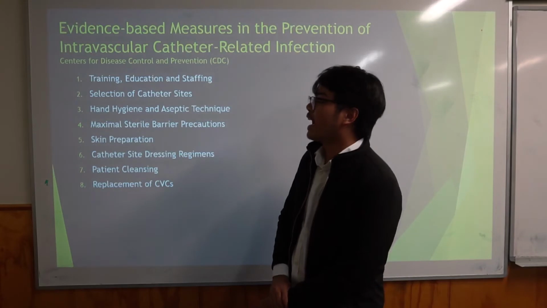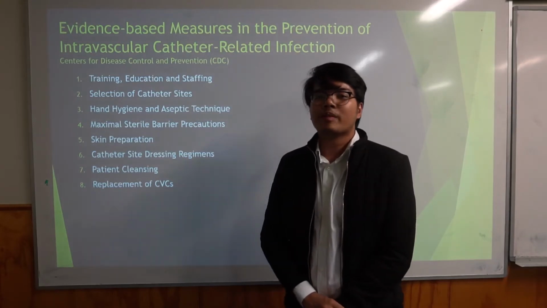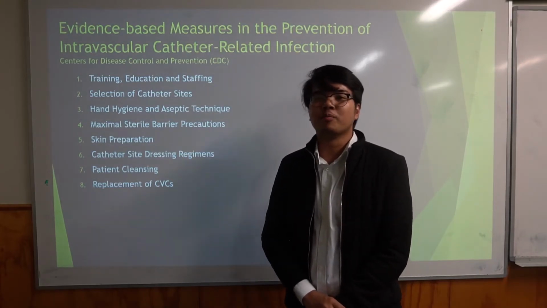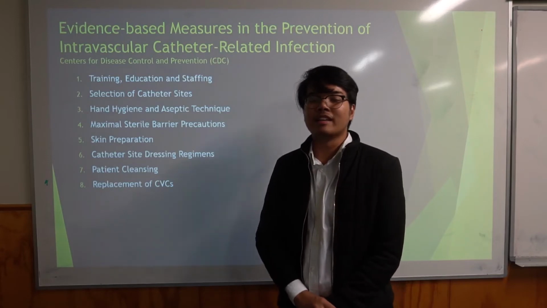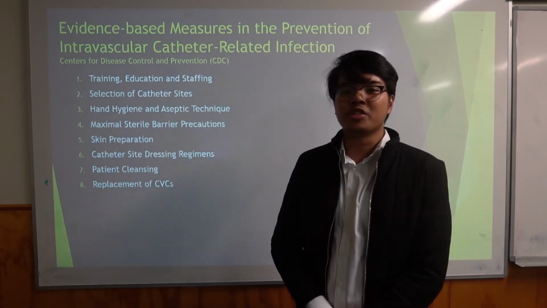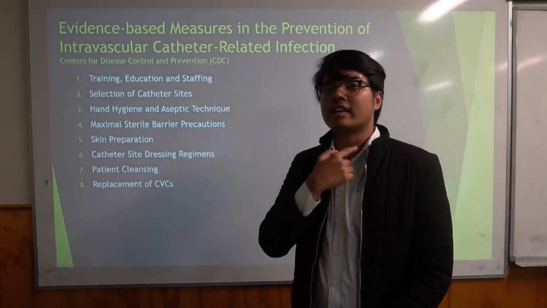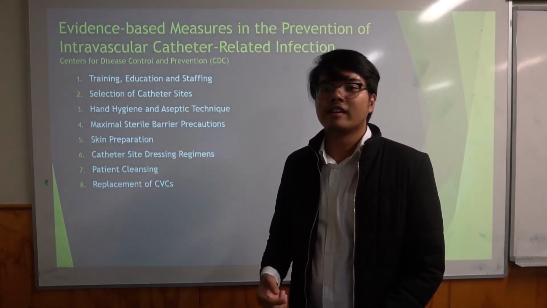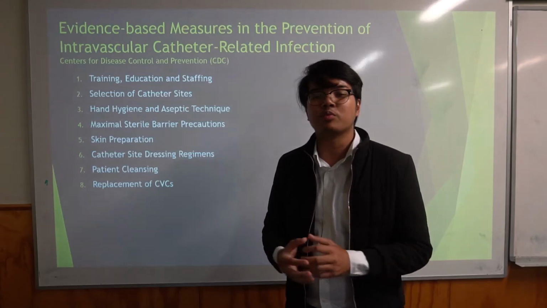So CDC adds that the administration set used for blood products should be replaced in intervals not greater than 24 hours. After blood transfusion using a central line catheter, the administration set should be replaced with a new one.